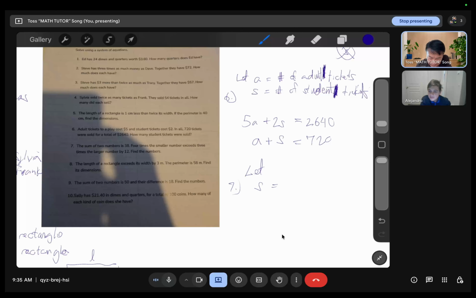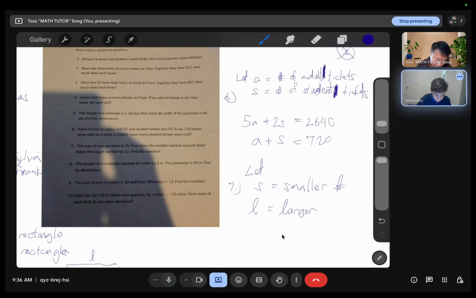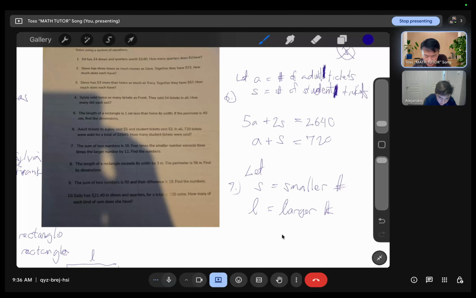So anyway, let S be the smaller number. Yeah, sometimes make them shorter, smaller number. L, lowercase again, larger number. Is that okay? All right, that's good. Okay, now how would you set up the equation?